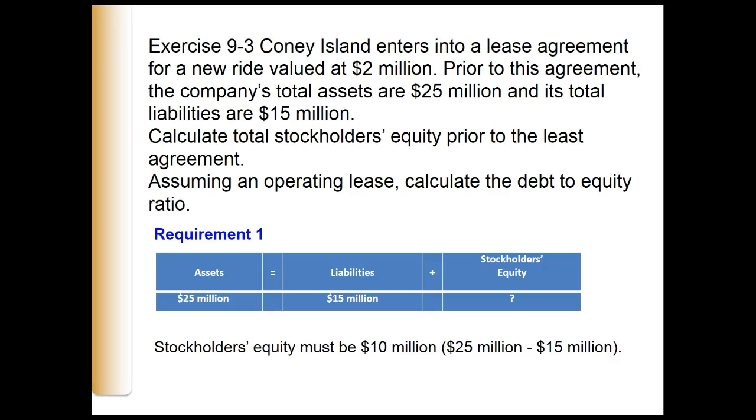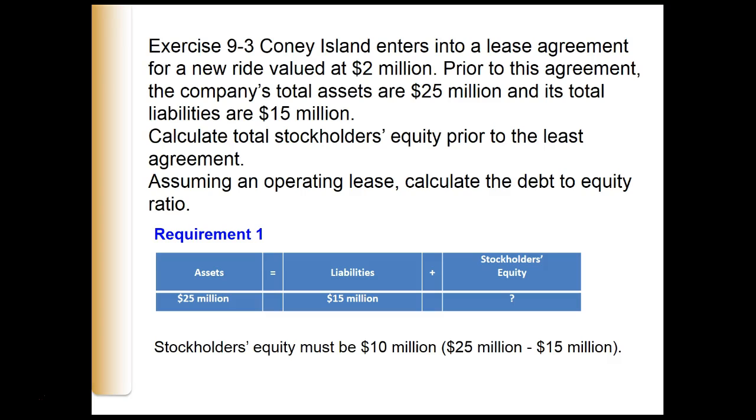Exercise 9.3. Coney Island enters into a lease agreement for a new ride valued at $2 million. Prior to this agreement, the company's total assets are $25 million and its total liabilities are $15 million. Calculate total stockholders' equity prior to the lease agreement. Assuming an operating lease, calculate the debt to equity ratio.